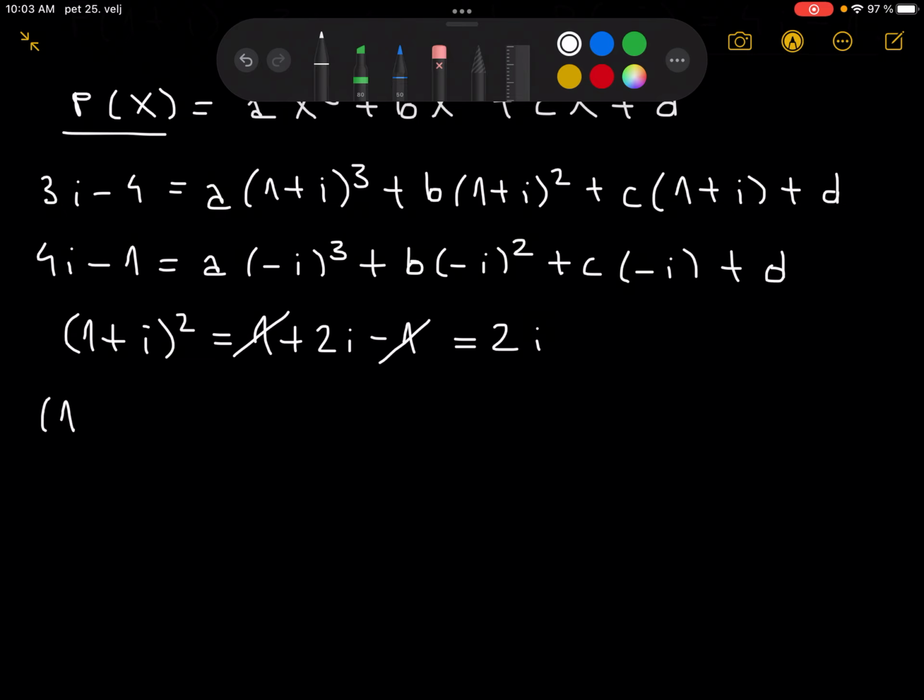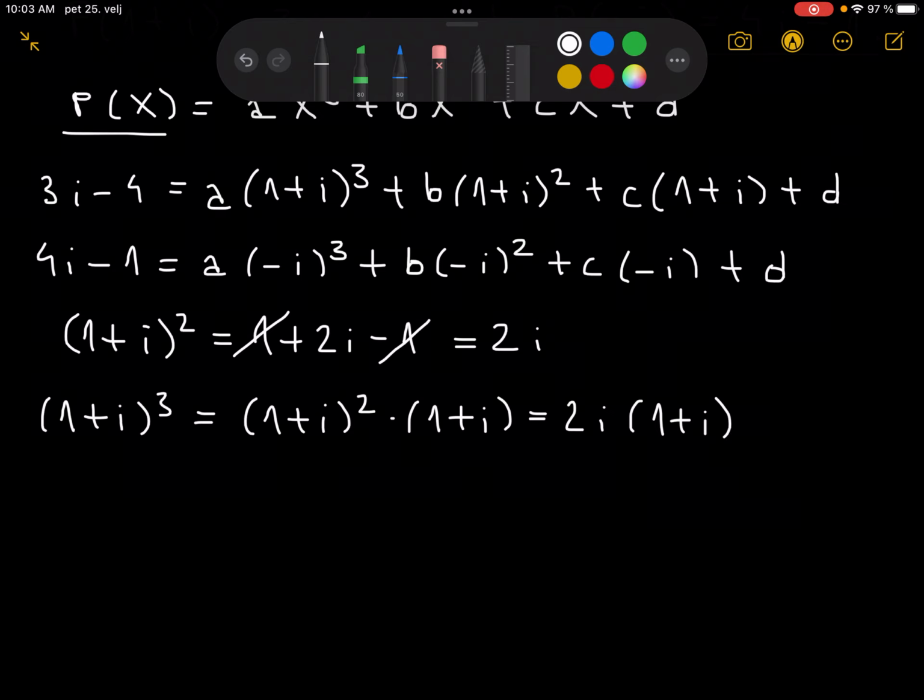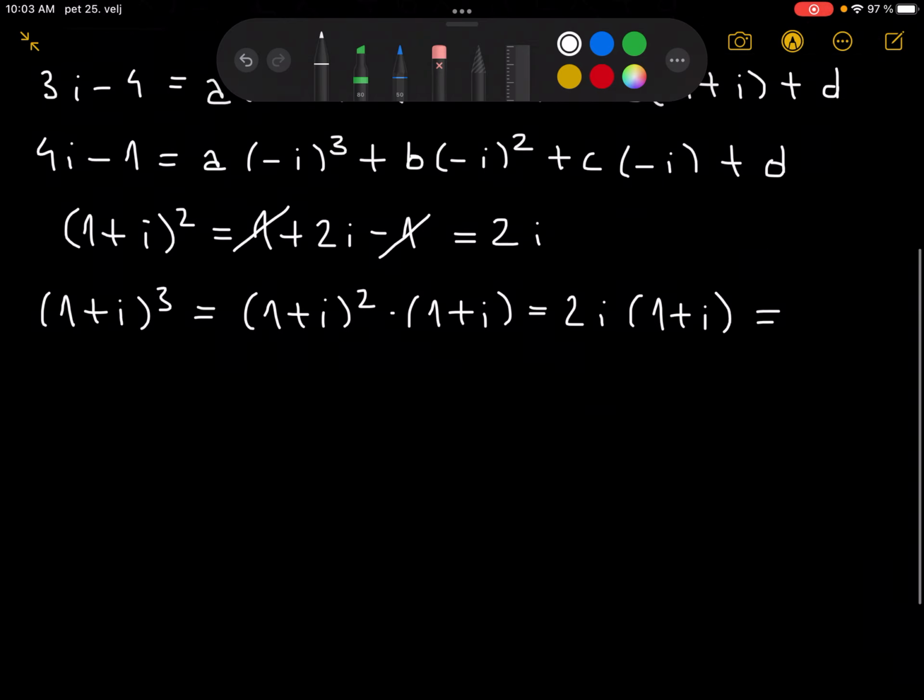Now, 1 plus i to the third power is exactly equal to 1 plus i to the second power times 1 plus i. And we know from the last step that 1 plus i to the second power is equal to 2i, so we're just going to plug that in here. So 2i times 1 plus i is equal to 2i plus 2i squared, which is just negative 2.